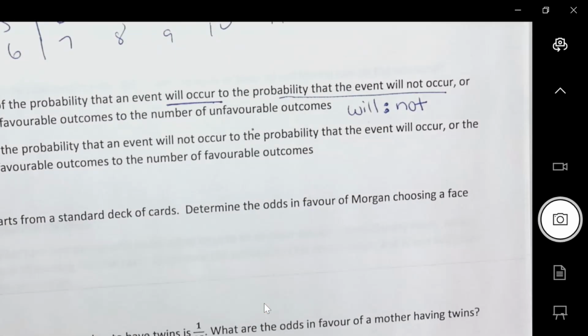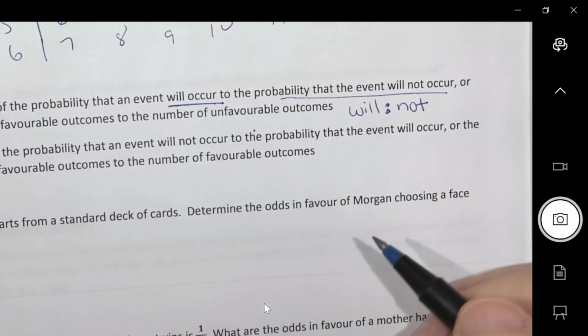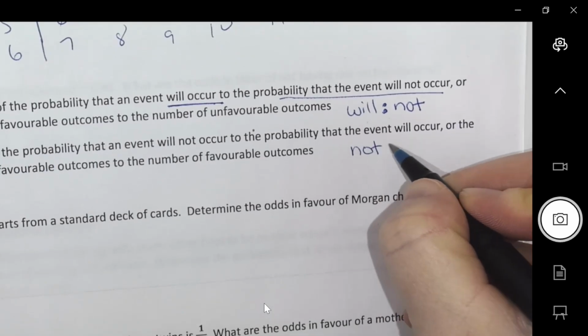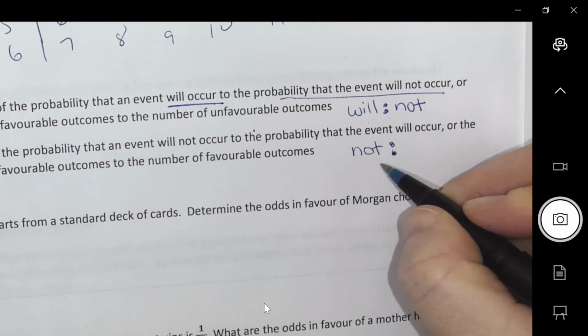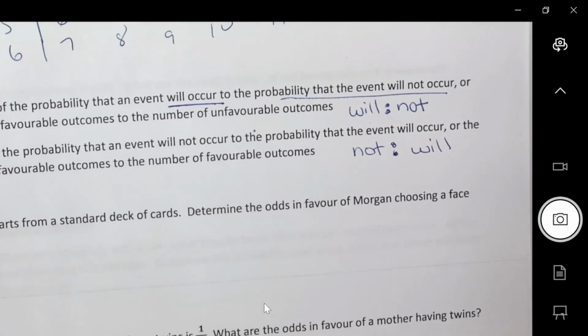And when you write the odds against something, then you're going to write how many times it will not occur to the ratio of how many times it will occur.